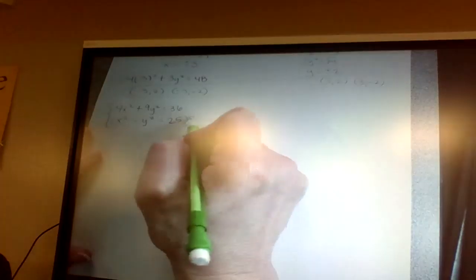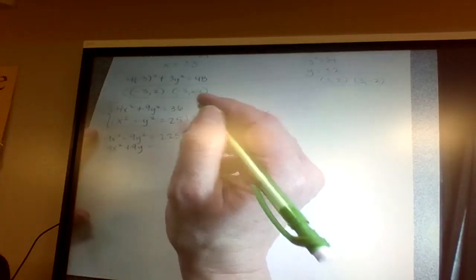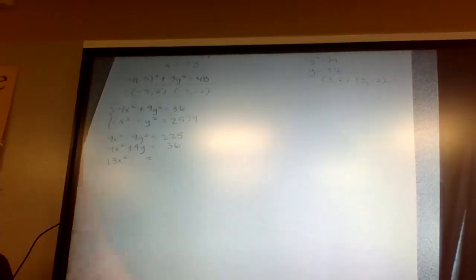So this one would be pretty easy to just multiply times 9, and you can eliminate the y's. So you end up with what? 13x squared equals, I don't even know. What is 225 plus 36? 261.